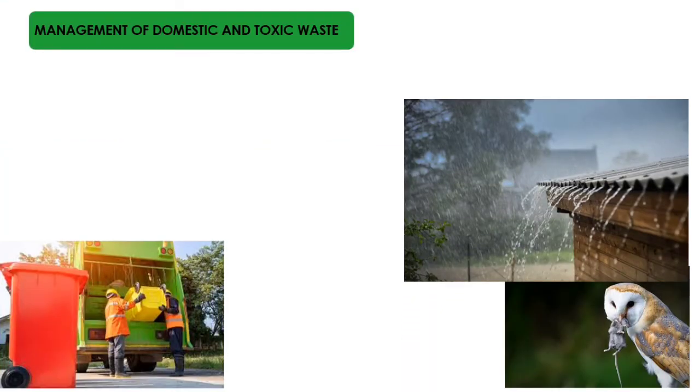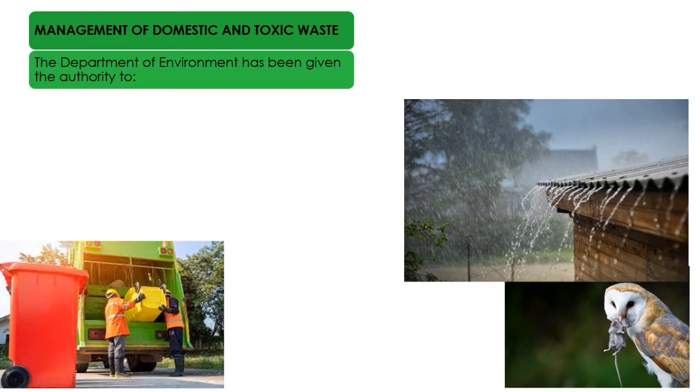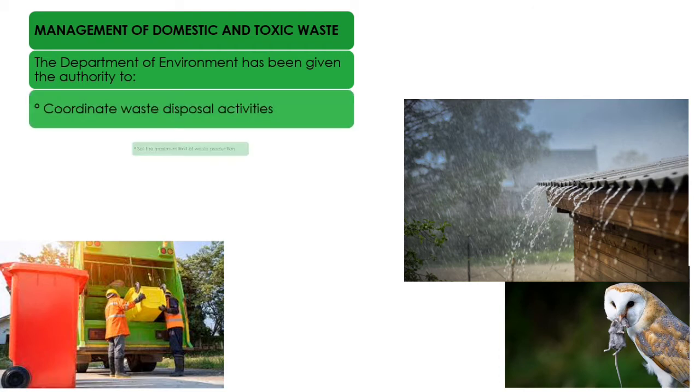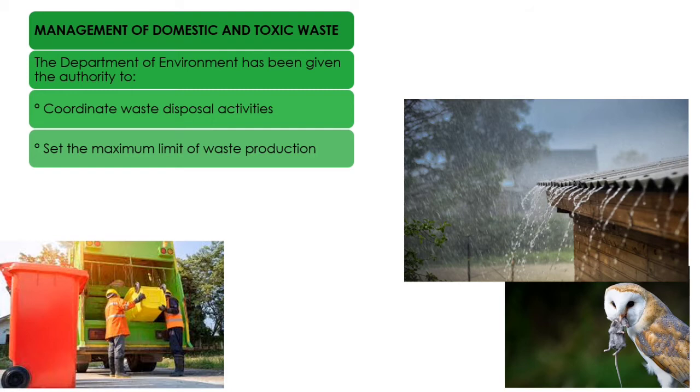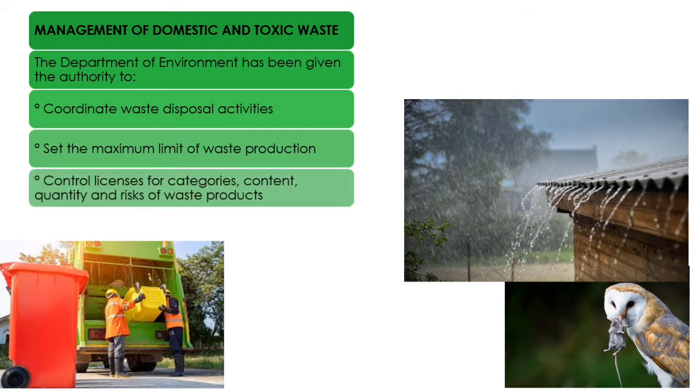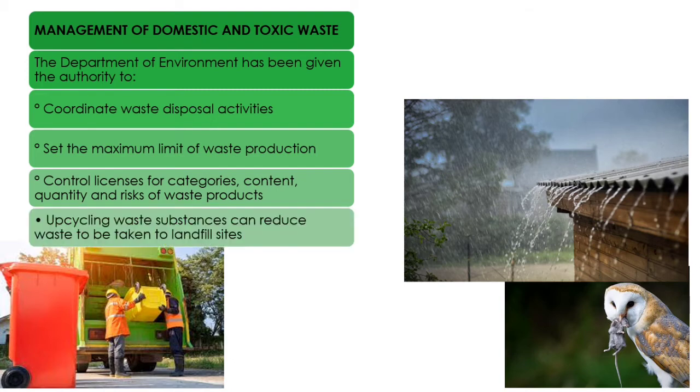Next, management of domestic and toxic waste. So the Department of Environment has been given the authority to coordinate waste disposal activity, set the maximum limit of waste production and control license for category, content, quantity and risk of waste product. So the Department of Environment also practices the upcycling of waste substances which can reduce waste to be taken to landfill site.